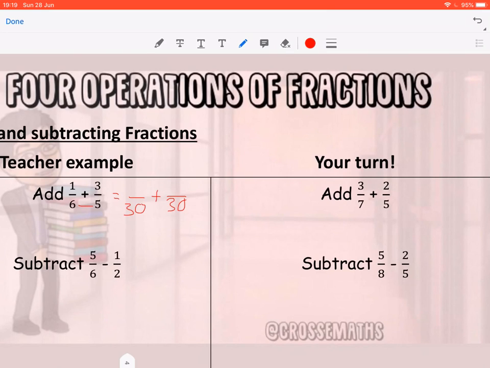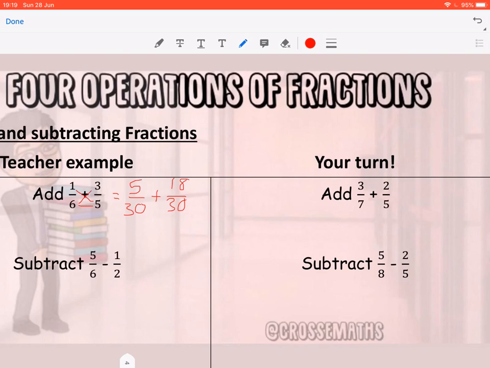Plus stays in the middle. Once I've multiplied the bottoms together, 6 times 5 gives me 30 on the bottom of both. I cross multiply. I do 5 times this 1, which gives me 5. And then I do 6 multiplied by this 3, which gives me 18.